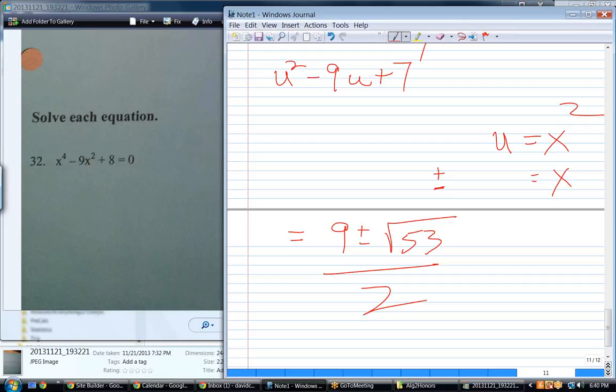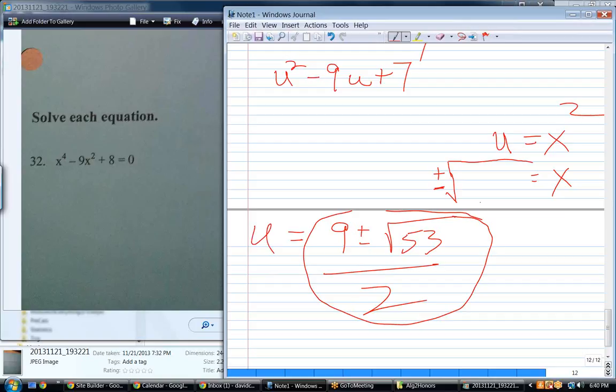So now what's the rest of it? What's x equal to plus or minus? Well, it's 9 plus or minus, right? Well, no, you have to take the square root of this whole thing. Remember, that was equal to u. And I actually had 2 u solutions. One was plus, the other was minus.